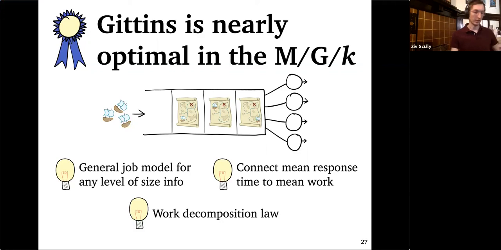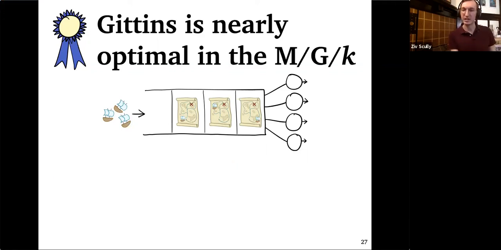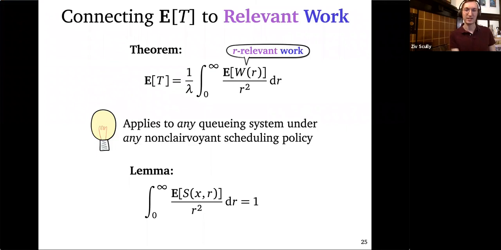Sure. Let me start by clarifying something: the thing that falls out by surprise is the connection between relevant work and mean response time. Even though it applies to any scheduling policy, the relevant work term is defined using the Gittins rank function. So this is the part that's really leaning on the Gittins rank function.